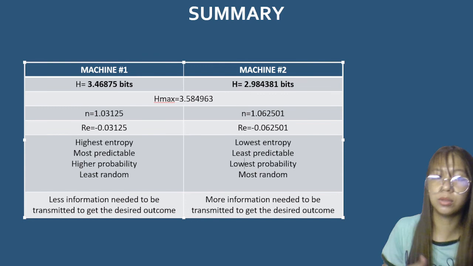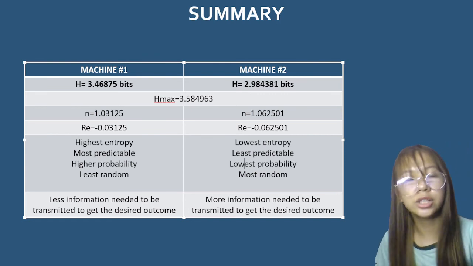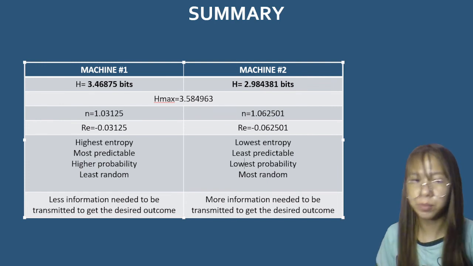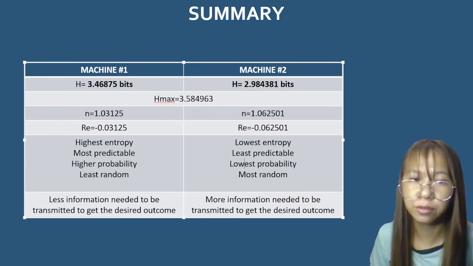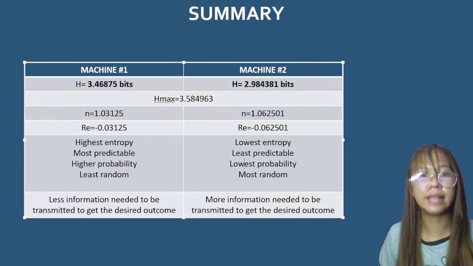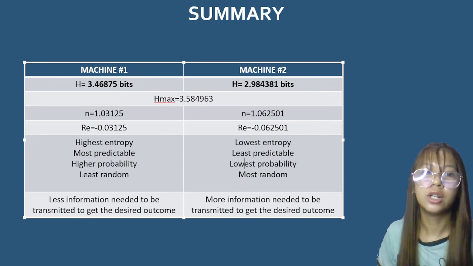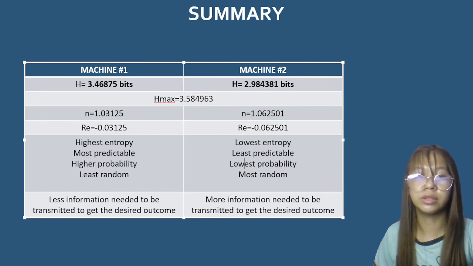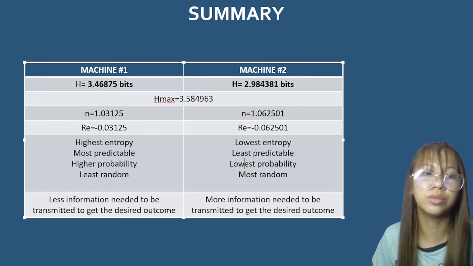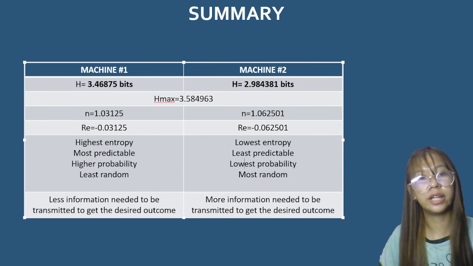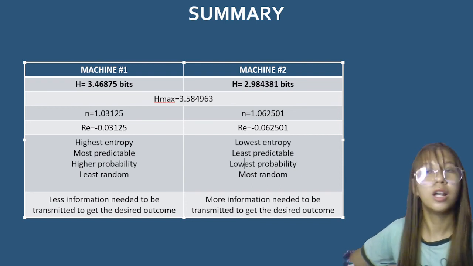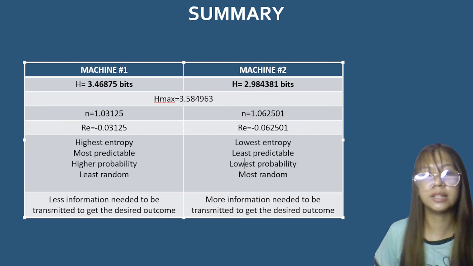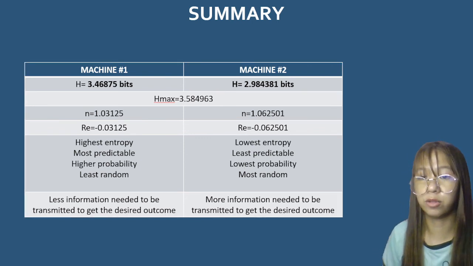In machine number 2, the summary is H equal to 2.984381 bits, then the H max is equal to 3.584963, then N is equal to 1.062501, then the RE is equal to negative 0.062501. It has the lowest entropy, is least predictable, has lowest probability, is most random, and needs more information to be transmitted to get the desired outcome.